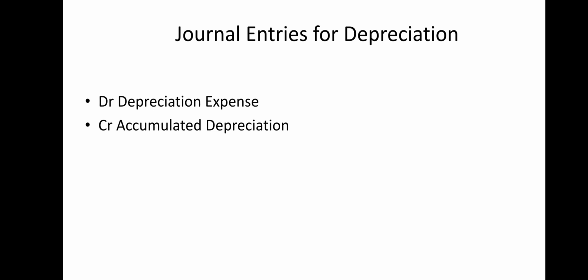Now let's look at the journal entries for depreciation. The typical journal entry for recording depreciation is the depreciation expense, which is in the income statement. Expenses are basically treated as debit. So the depreciation expense always goes to the debit side, and the accumulated depreciation goes to credit. This ensures that the expense is recognized and the asset value is adjusted properly.